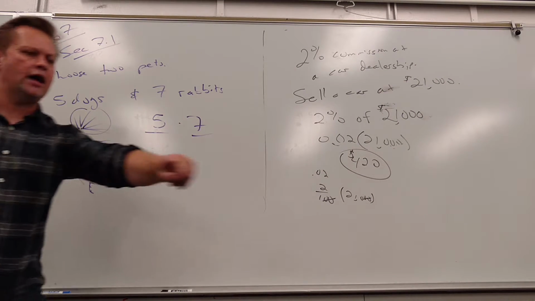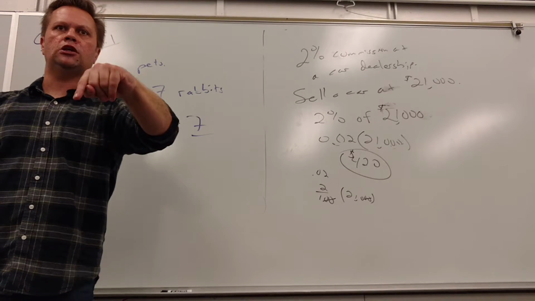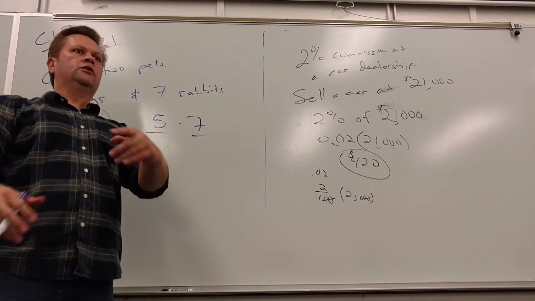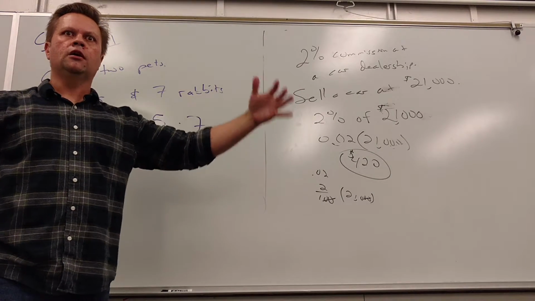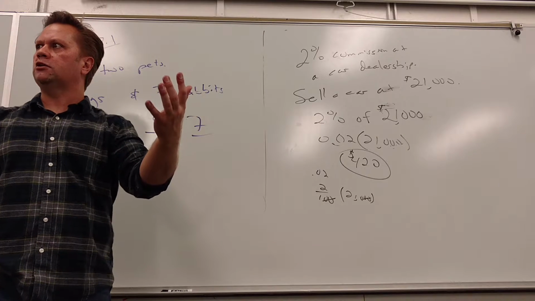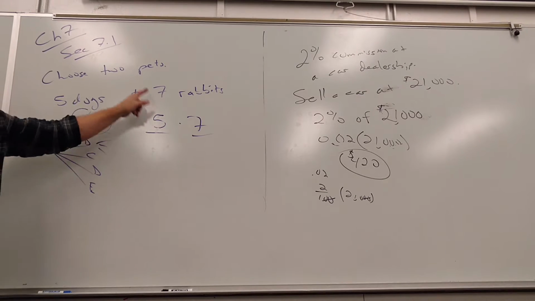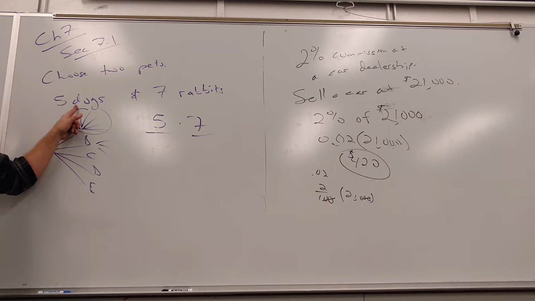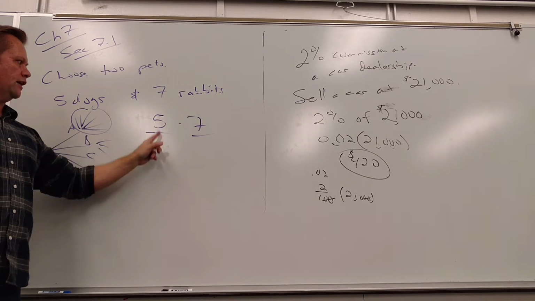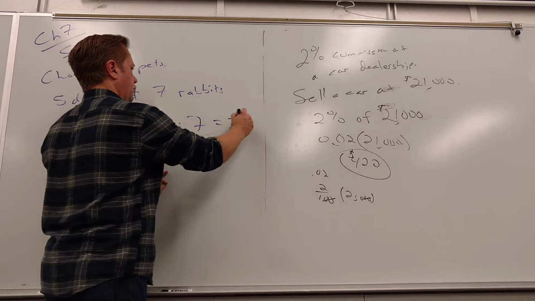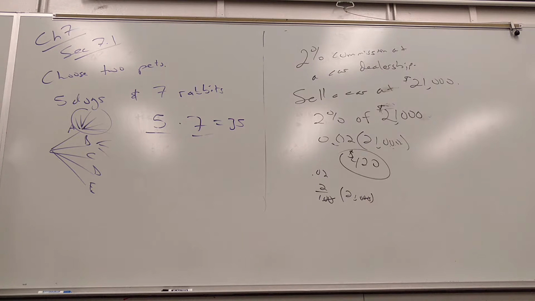If I said there are 5 crates on the ground, and in each crate there are 7 grapefruit, how many total grapefruit are there? 35. It's the definition of multiplication, right? There are 5 different dogs, and for each one of those, there are 7 different rabbits. 5 times 7. There's a total of 35 different combinations I could make.